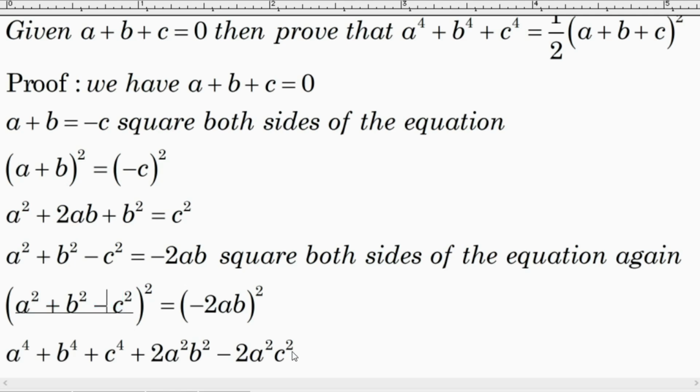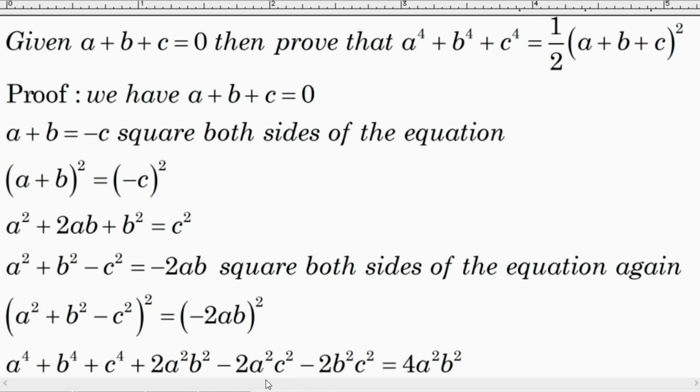So then what we will get is -2b²c², and the right hand side, (-2ab)², will be equal to 4a²b².